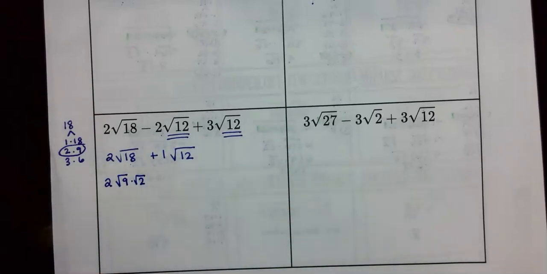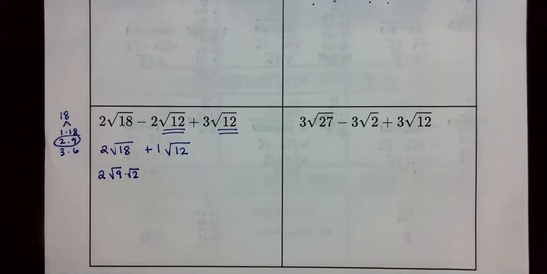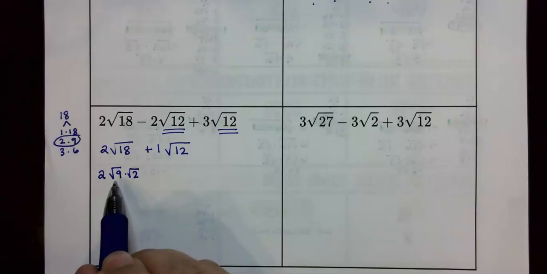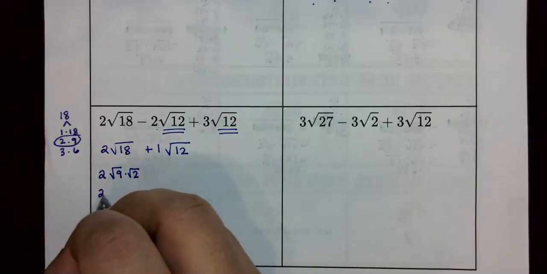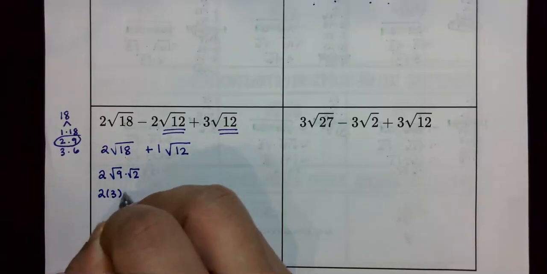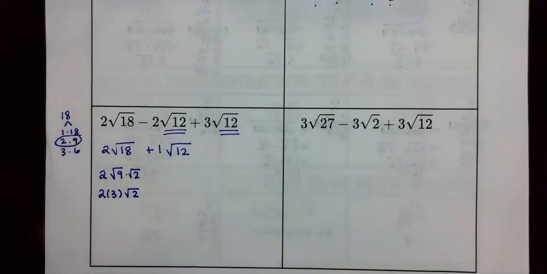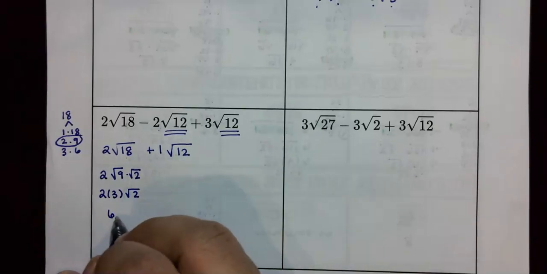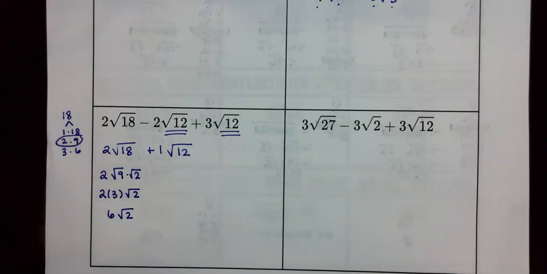So I kind of skipped a step. Hope that doesn't throw anybody off here. And we know the square root of 9 is 3, so we're going to say 2 times 3 times the square root of 2. And that actually gives us 6 square root of 2.